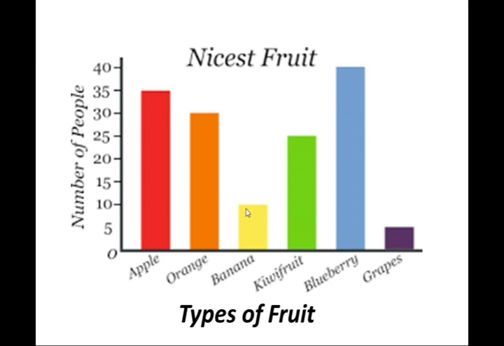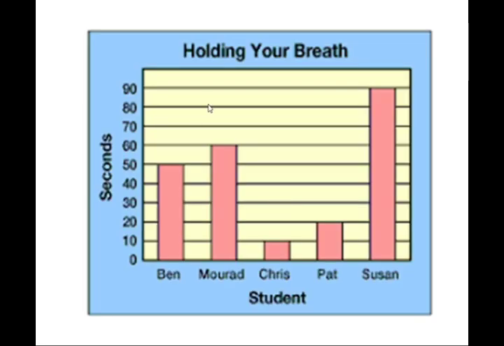You can make up as many questions as you want to about this graph. A different graph with different titles is holding your breath. Looking at the labels, your labels tell you that the numbers on the y-axis are representing seconds. If I didn't have this label seconds, I wouldn't know what the 10 stands for or the 20 or any of these numbers stand for. So the label tells me that these numbers stand for seconds.